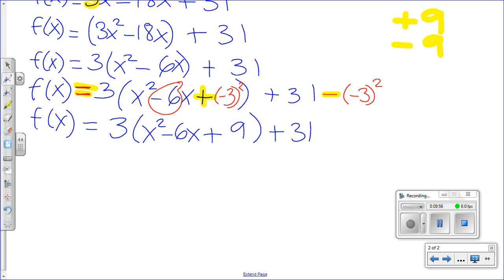Here I have plus 31 and then minus 9. That's what I was talking about. Adding 9, subtracting 9. Oh, actually, I made a little mistake. If we consider that 3 times 9, what is 3 times 9? 27. So then what I should be subtracting here is not just 9. It should be 27, because that is the product of 3 times 9.